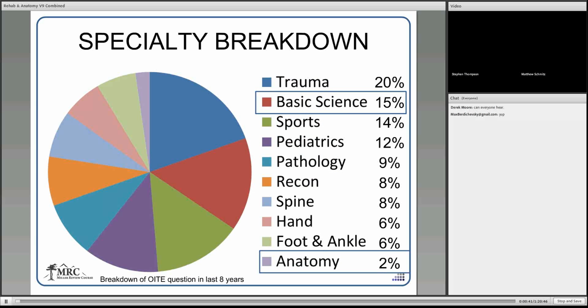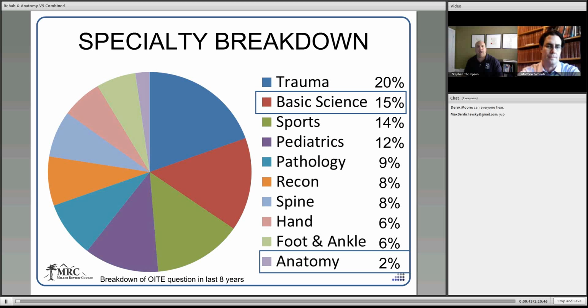Rehab and basic science are important talks. Rehab is really where you're going to be able to pick up those extra points that you need to be able to pick up to pass this exam. So we left this purposefully to the end so that it would hopefully remain in your memory banks for the next couple of weeks. Same with anatomy.